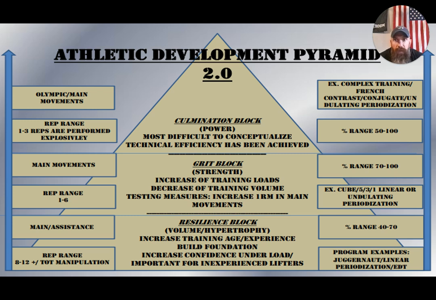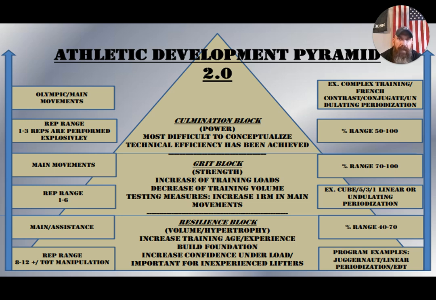This occurs with your main movements. So the rep range is around 1 to 6 in that strength range. The percentage range would be anywhere from 70 to 100%. Program examples could be Cube, could be 5-3-1, could still be linear or undulating periodization, but that all can occur in that grit block. Remember, that's more of your late off season.